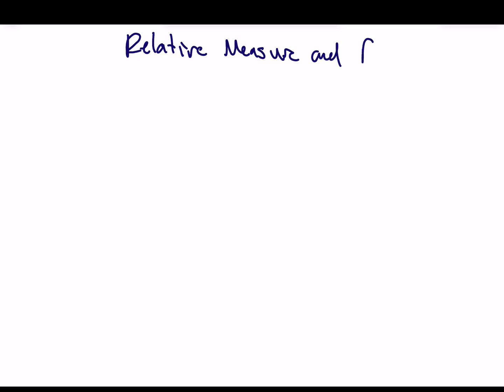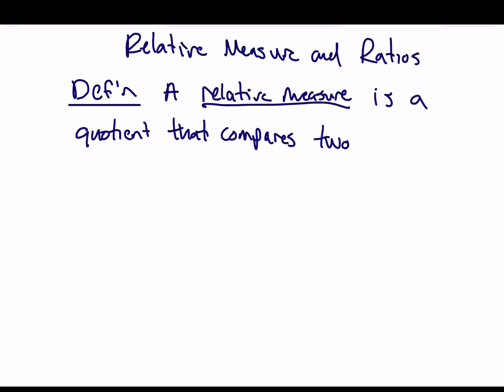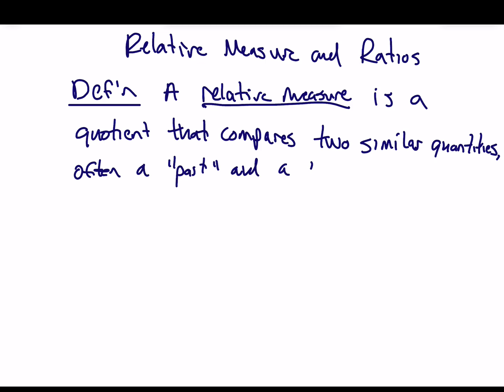relative measure and ratios. Definition. A relative measure is a quotient that compares two similar quantities, often a part and a total or whole. The part is divided by the total.